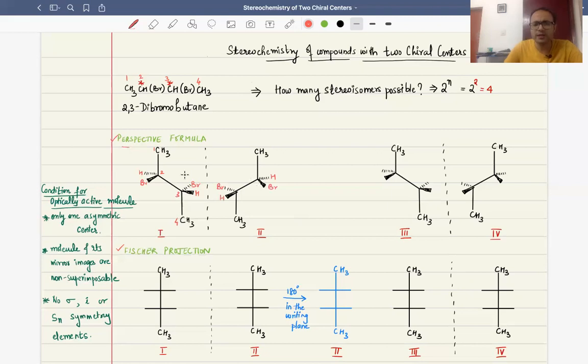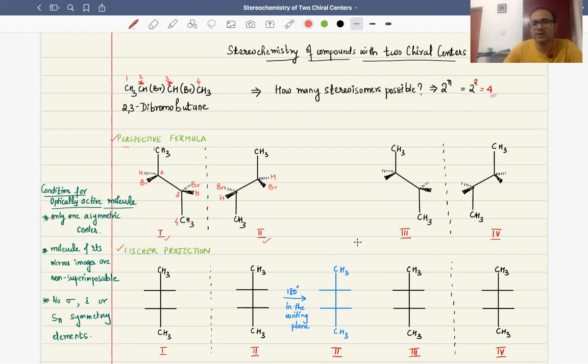So now these things are pretty simple to understand and write the mirror image, and you are also now pretty acquainted with how to write the mirror image of any possible stereoisomer. So, okay. So how many stereoisomers are possible? There are 4 stereoisomers possible, and we have already drawn 2. One is this molecule and the second one is its mirror image.